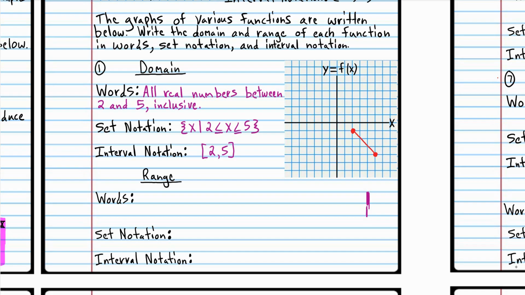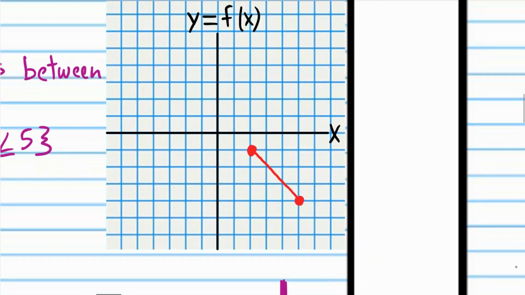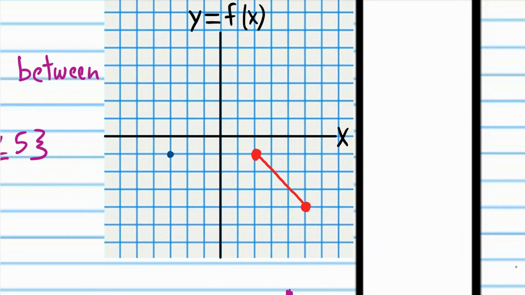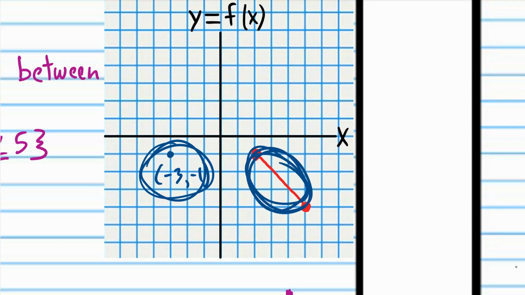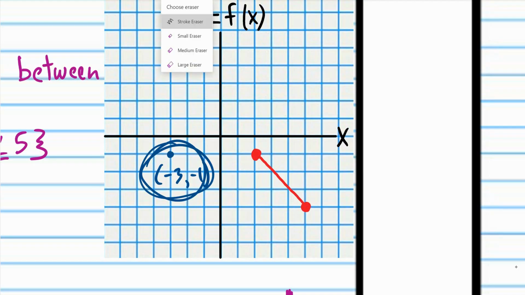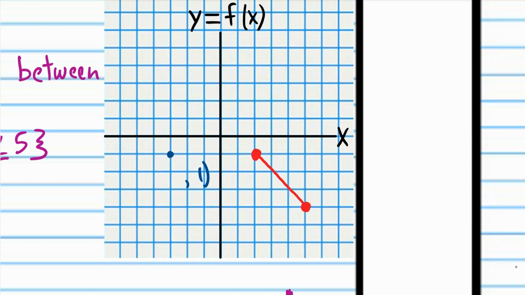So now let's find the range. Again, the domain is all of the possible x values of the points on this graph. This point over here has an x value of -3. But that point is not on the graph. It has to be on this red segment. This is representative of the function. So -3 is not part of the domain because it's not on that red segment.